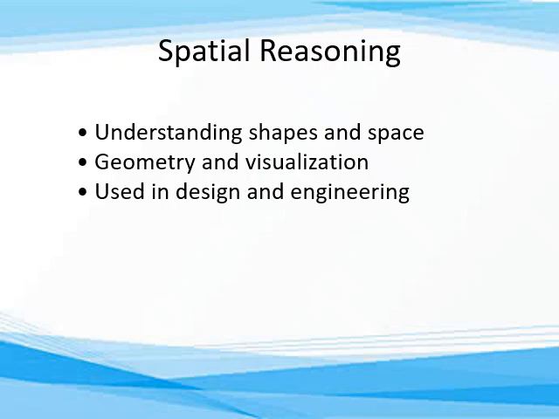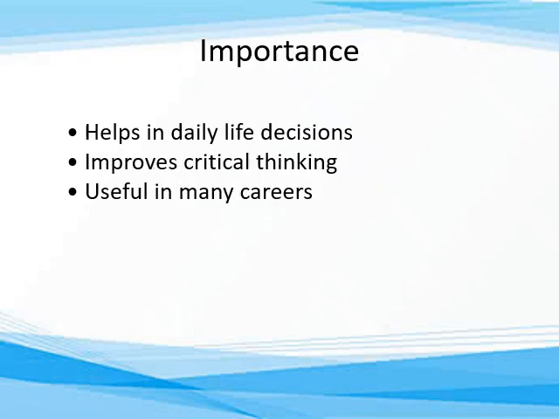Another quantitative reasoning is spatial reasoning. This is the understanding of shapes and space. It deals with geometry and visualization of matter. It is used in design and engineering. That is, spatial reasoning is about understanding shapes and space and is useful in geometry, map reading, and even in fields like architecture and engineering. Visualizing how a cube looks from different angles is an example of spatial reasoning.